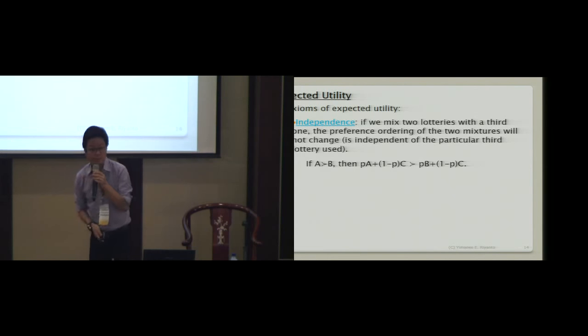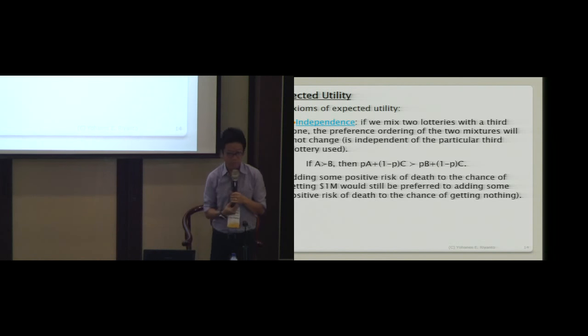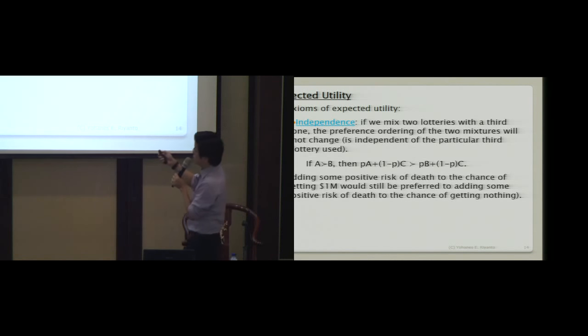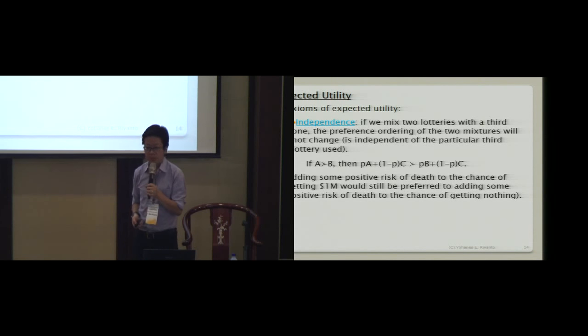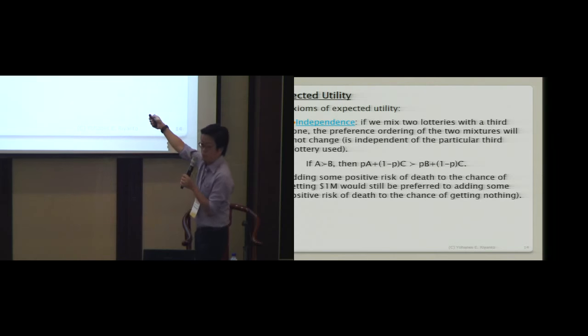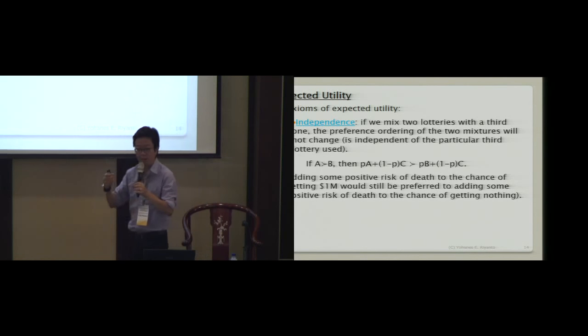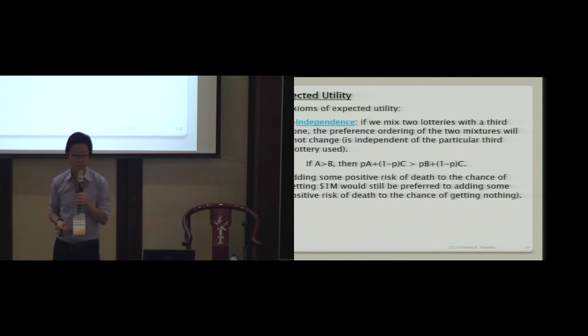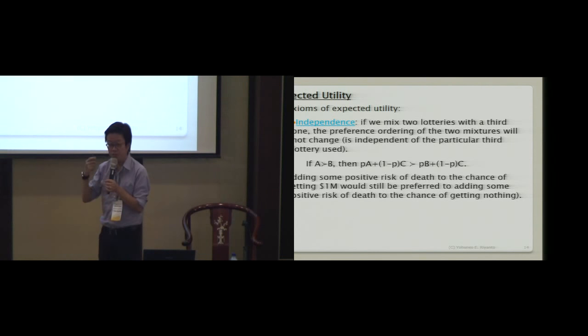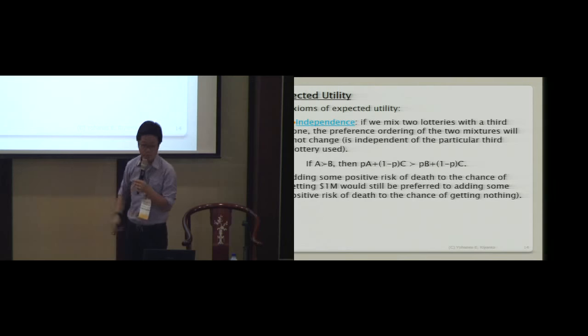In words, it means if you add some positive risk of death to the chance of getting $1 million, and you compare that to the same chance of death with getting nothing, you will still prefer this. With the same probability of dying, I would prefer to have a chance of getting $1 million. That's the meaning of the independence axiom: preference relations don't change if you throw something C in.